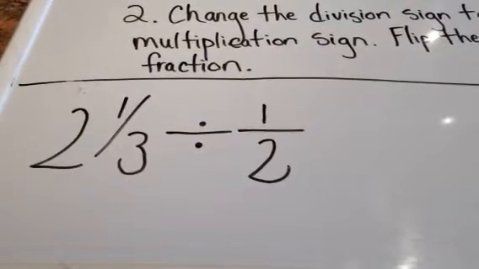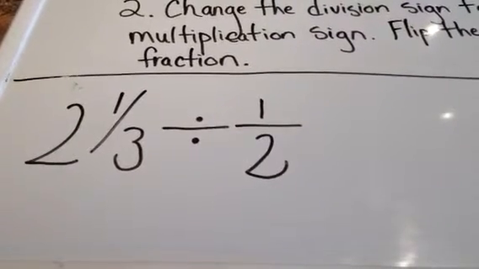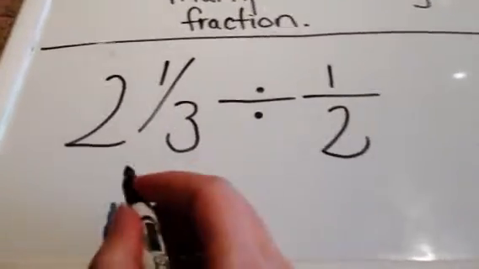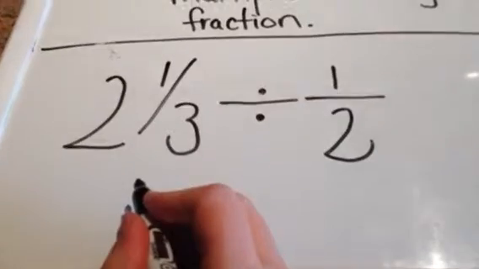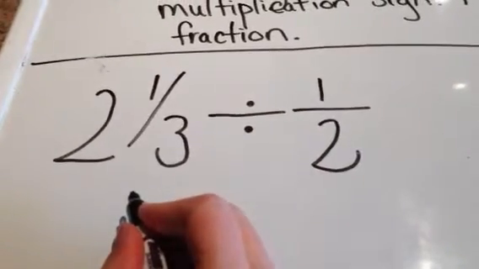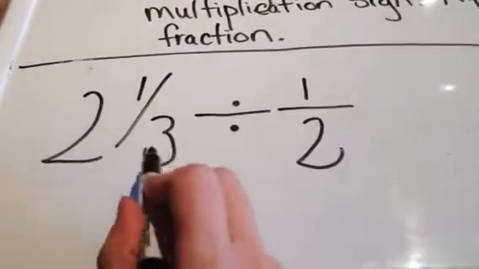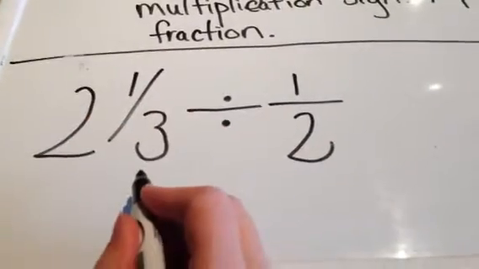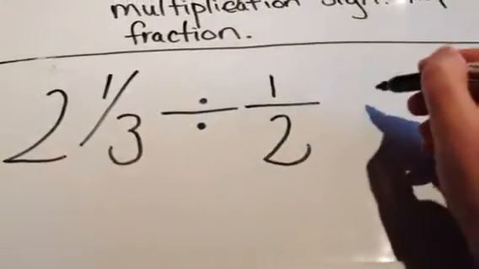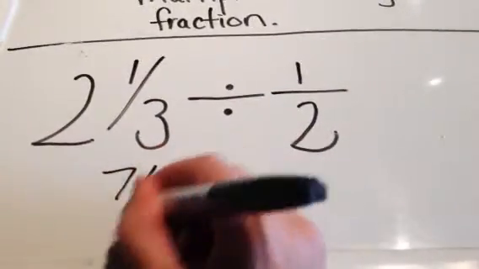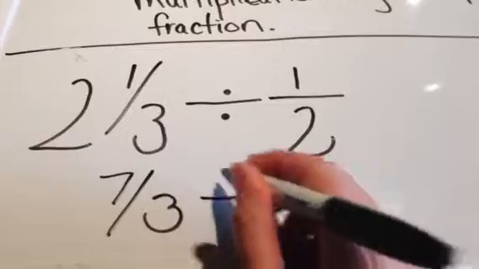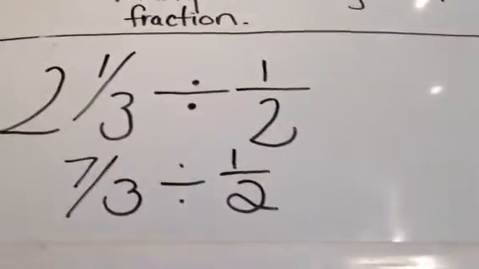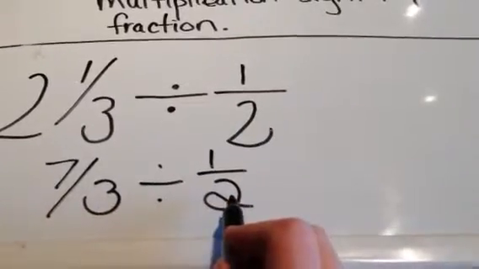Right away, I noticed that these two fractions are in different forms. So I'm going to change that mixed number to an improper fraction. And to do so, I do it the same way I've been doing it all along. I multiply the denominator by the whole number. 3 times 2 is 6. And then add the numerator. So we're going to end up with 7/3 divided by 1/2.